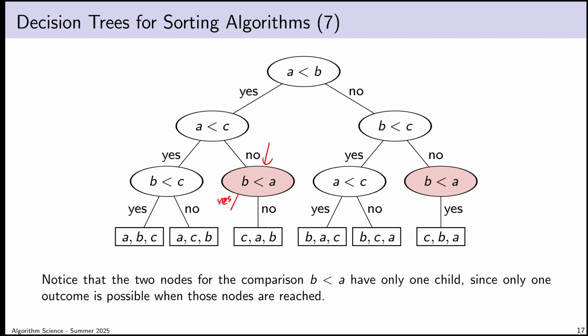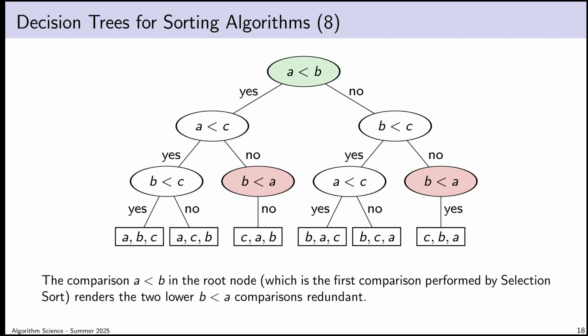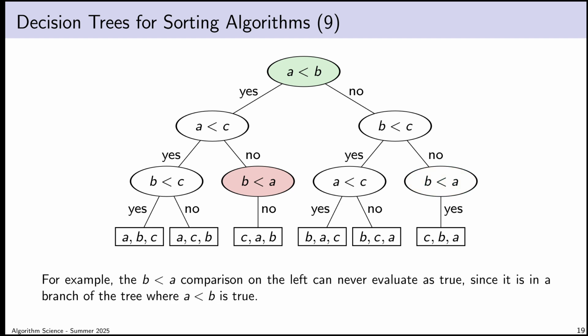There is no input that would ever result in a yes answer, because the comparison we're performing at that node is redundant. To illustrate that, let's take a look at the root and the one on the left. Suppose I ask the first question, is A less than B? And the answer comes back yes. So we now know that A is less than B. I then ask whether A is less than C, and the answer comes back no. So I now know that A is not less than C.